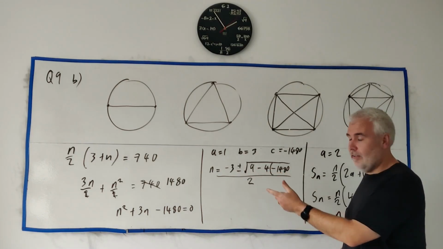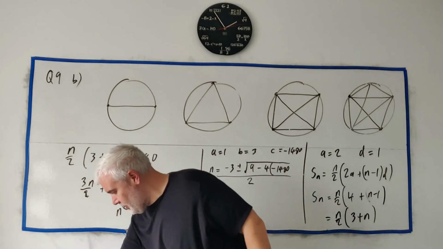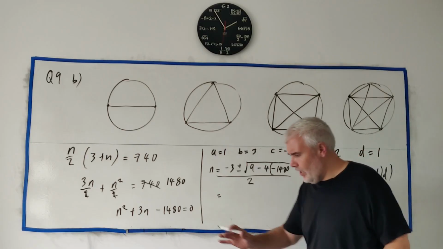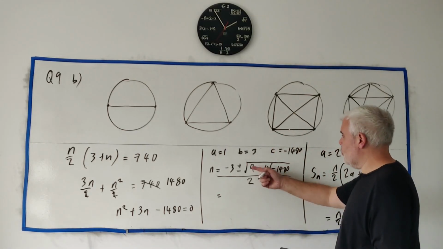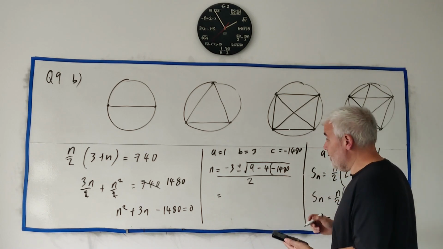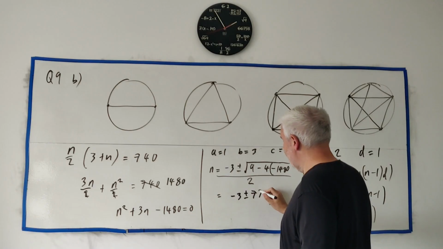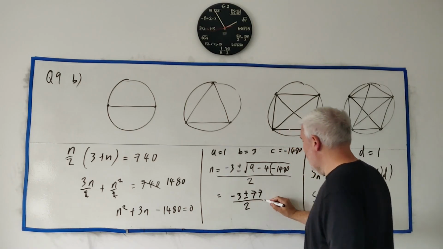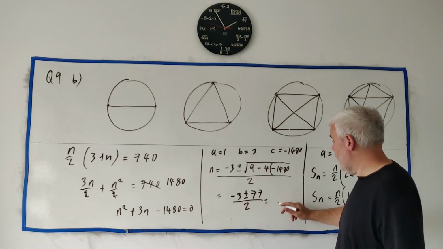5,920 plus 9, and we put that into a calculator. And let me just check my notes on this one. No, I couldn't figure it out from my notes, so I had to go to my trusty calculator. The square root of this would be 77. So we would have minus 3 plus or minus 77 divided by 2. So that's equal to, let's see, it'd be 74 over 2.